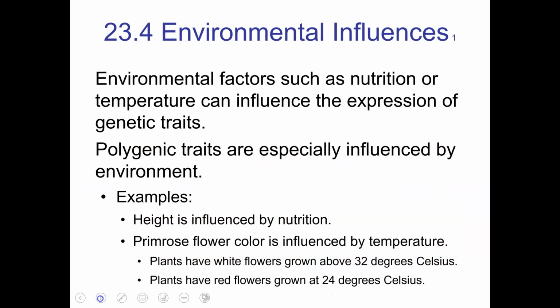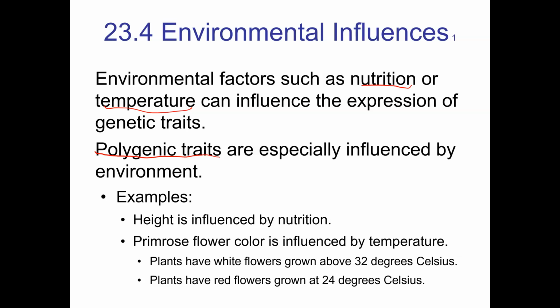But there are other factors that influence skin color as well as other characteristics, and that is your environment. Environmental factors such as temperature and nutrition, these are 2 very important factors, can influence your phenotype as well. So your polygenic traits like skin color again can be influenced by the environment.